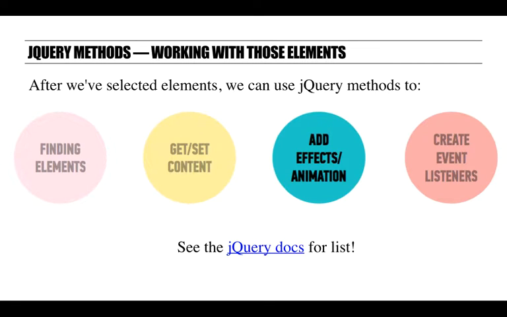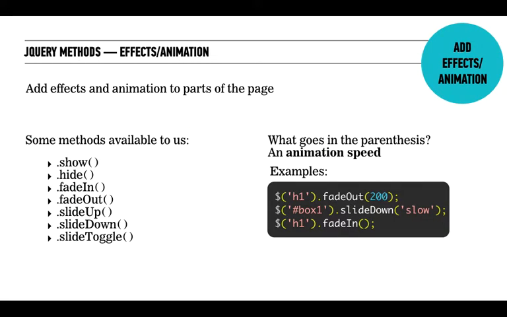After we've selected whatever, the next big thing that we can do is add effects or animations to whatever we selected. These are just some examples of what you can do really quickly. For example, you can fade in and fade out, slide up, slide down. Slide up is just going to slide something up until you can't see it anymore. Slide down is going to do the same thing but down.